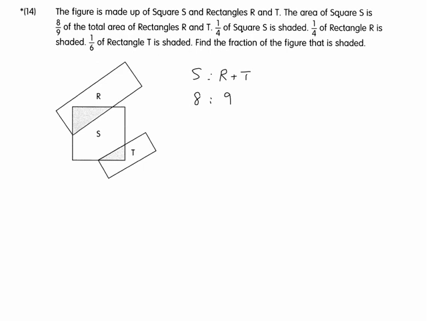Now, next, 1/4 of square S is shaded, and 1/4 of rectangle R is shaded. 1/6 of rectangle T is shaded. So you are supposed to find the fraction of the figure that is shaded. Now, let's see.